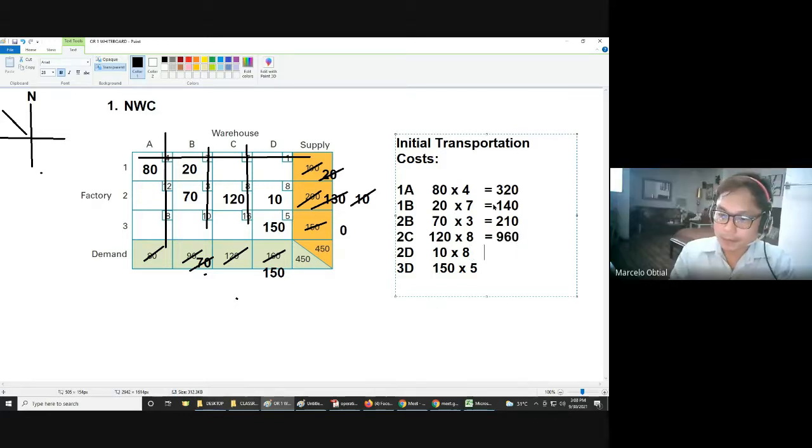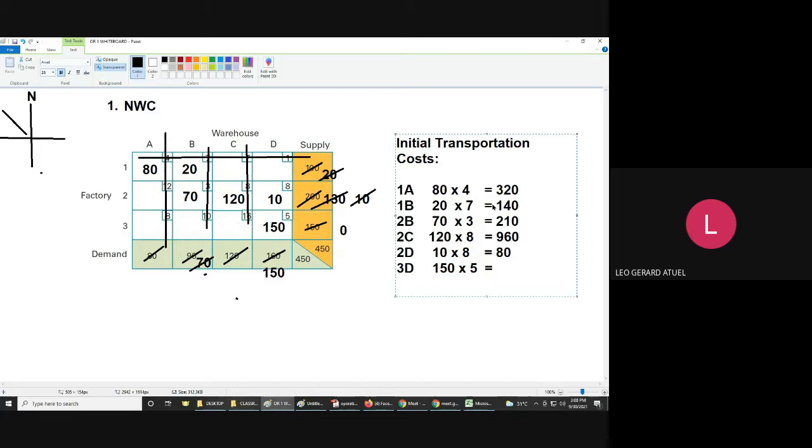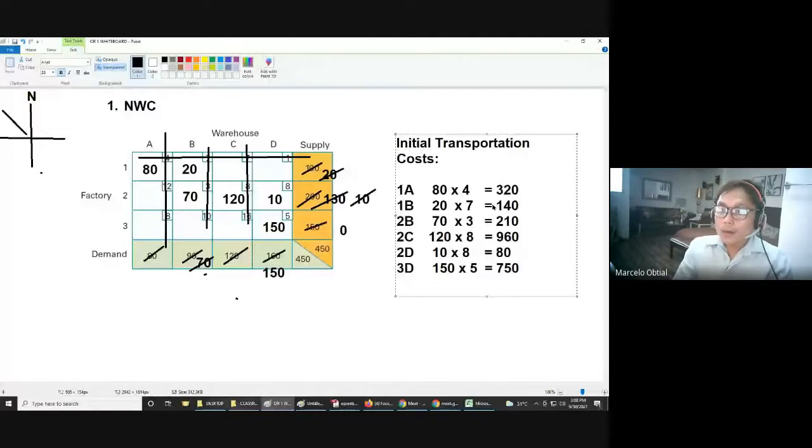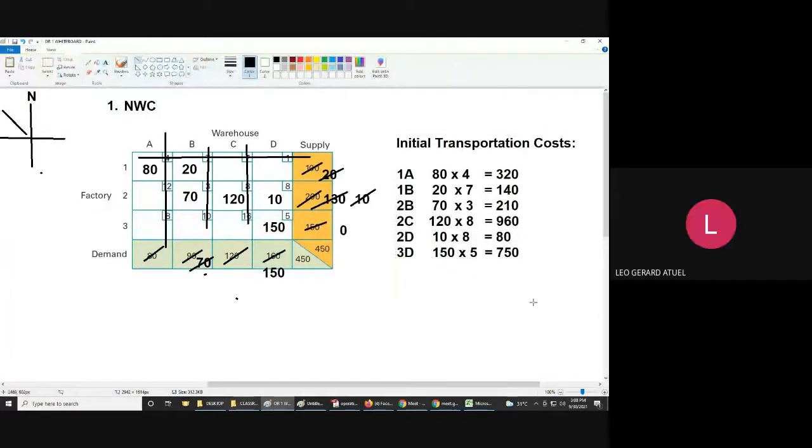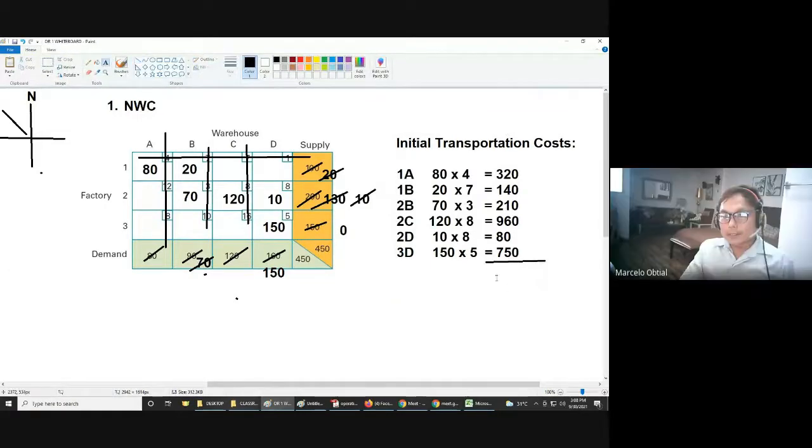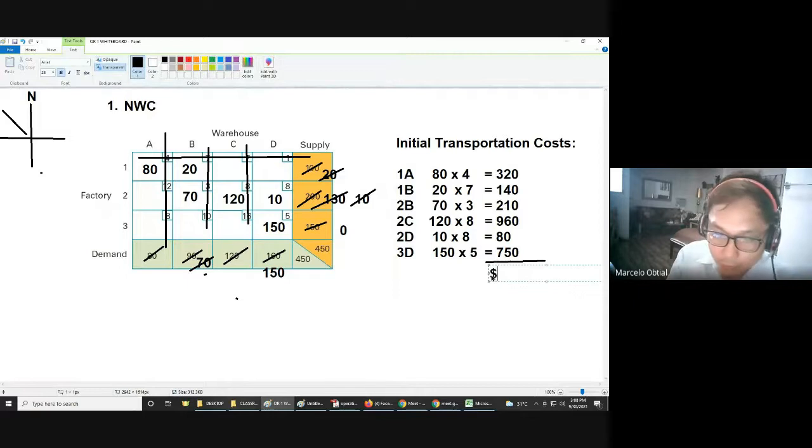Next, 80. Next is 450, no? 750, sir. 750. Thinking of 3. Okay, 750. Okay, kali add lihog daw, class. 2460, sir. 2460. Okay. 2460. This dollars, no? 2460.